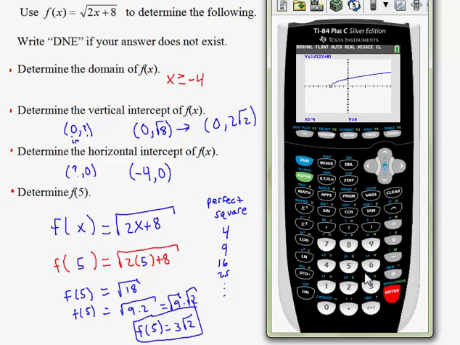Verifying f of 5 would be done by hitting trace, typing 5, enter, and then you'd see the decimal equivalent to the square root of 18, or if you like the version 3 square roots of 2. On your home screen, type 3 square roots of 2, or if you choose square root of 18, and you'd see that you get 4.24 roughly.